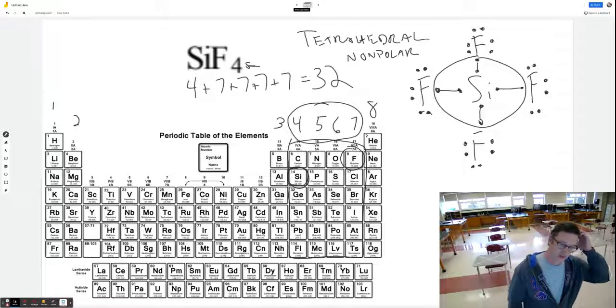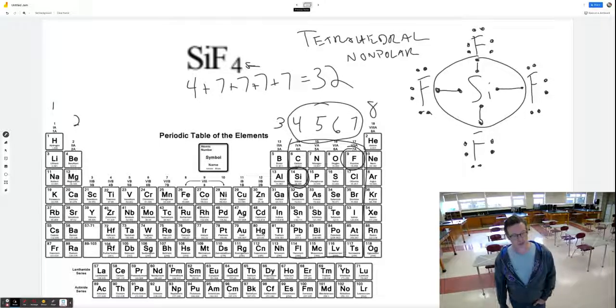Okay, so that's how you figure out those shapes and polarity. And again, that's another method for doing the Lewis structure to begin with. So I hope that helps.